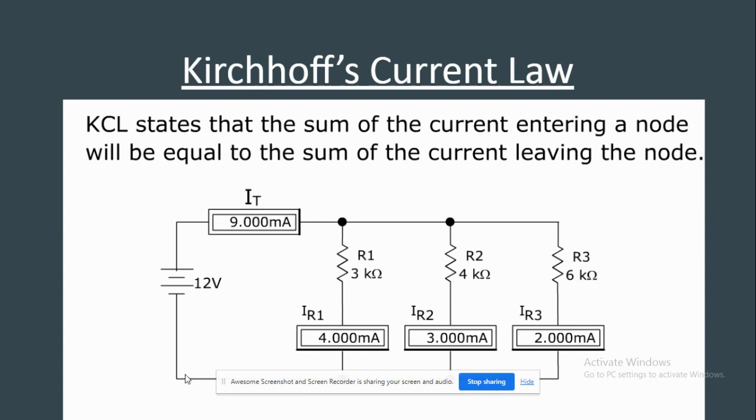As you can see here, the current leaving from the battery is 9. Or you can say the current in this first node is 9. But if you see here, the current 4 plus 3 plus 2, meaning the current leaving from all the circuit elements, is 4 plus 3, 7, and 2, 9. It's equal to the current entering this node. So that's what Kirchhoff's current law states.